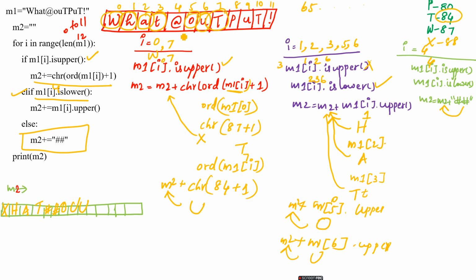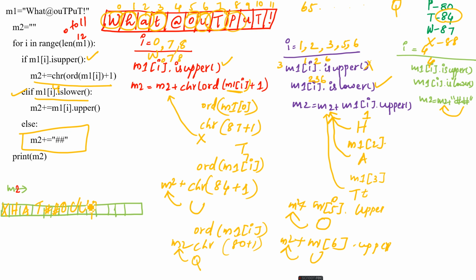Now the next value of i will be 8. Again we will check m1 of 8 is upper. Condition is true. So what we have to do? We have to find the ordinal value of m1 of i. What is m1 of i? The m1 of i is P. We have to find the ordinal value of P, that is 80. 80 plus 1, 81. So the next value of P is capital Q. The character of 81 is capital Q. So what we have to do? We have to concatenate with the string m2. So Q is added here.